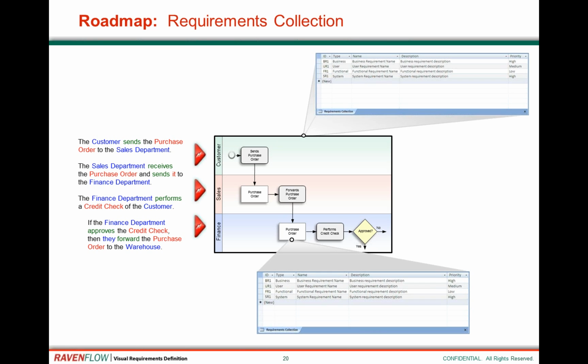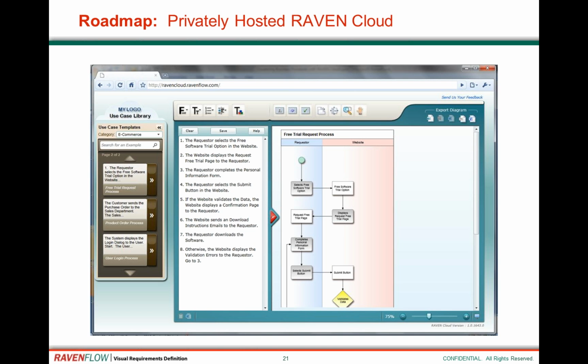And so not all requirements can be implicitly derived from just looking at the diagram. You need to perhaps describe the functional parameters of a particular activity or the non-functional or system performance characteristics of some other point in the process. So these are all things that you'll be able to do through the requirements collection capability.